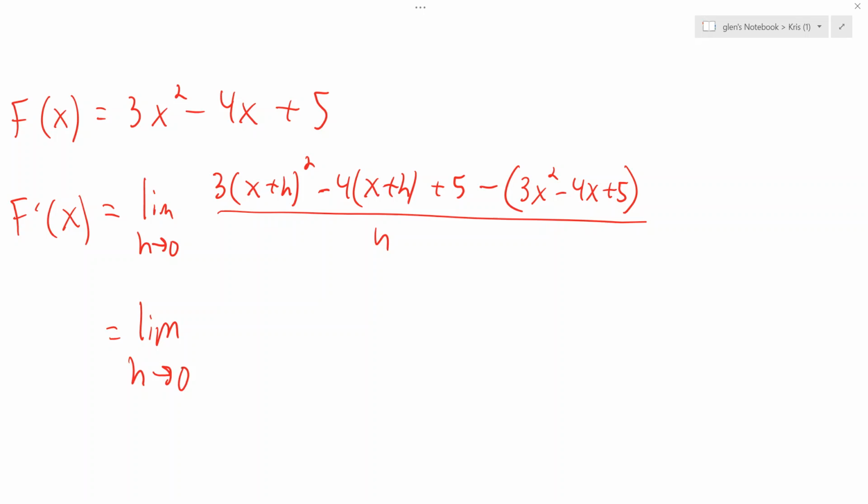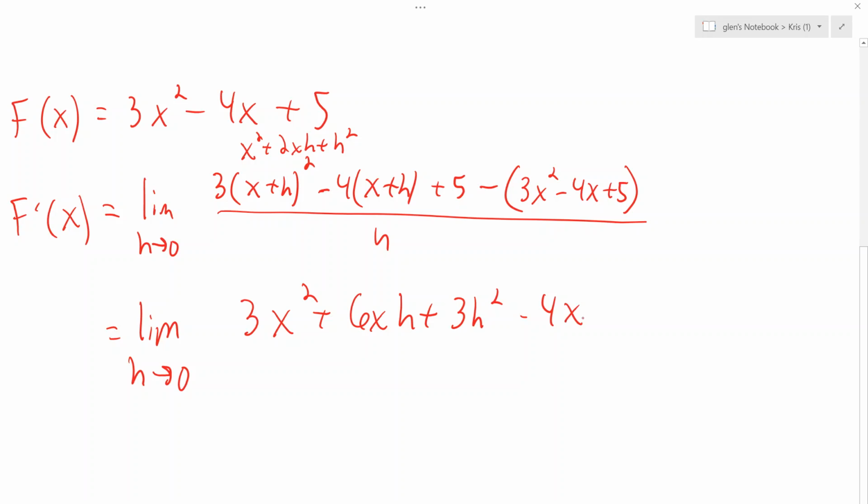Okay? This top thing right here, that x plus h squared, we talked about this, is really x squared plus 2xh plus h squared if you expand it out. Okay, so you can write that again if you want. I'm going to skip a step there and just distribute the 3 into that. So that's going to become 3x squared plus 6xh plus 3h squared. Cool. And then we have minus 4x minus 4h.